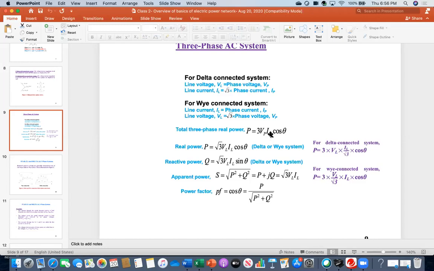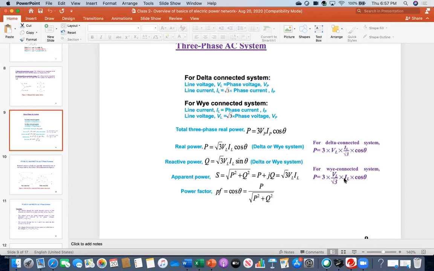What is the relationship of IP? Root 3 times IP is IL. This means IP is IL over root 3, IL over root 3 cosine theta. So what am I getting? This root 3 cancelled, so then root 3 is here. That's why you are looking at root 3. Same thing, and it does not matter whether it is delta or Y system.